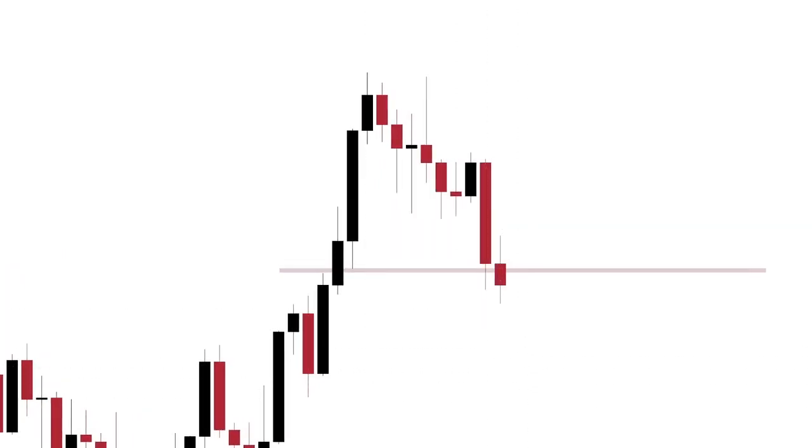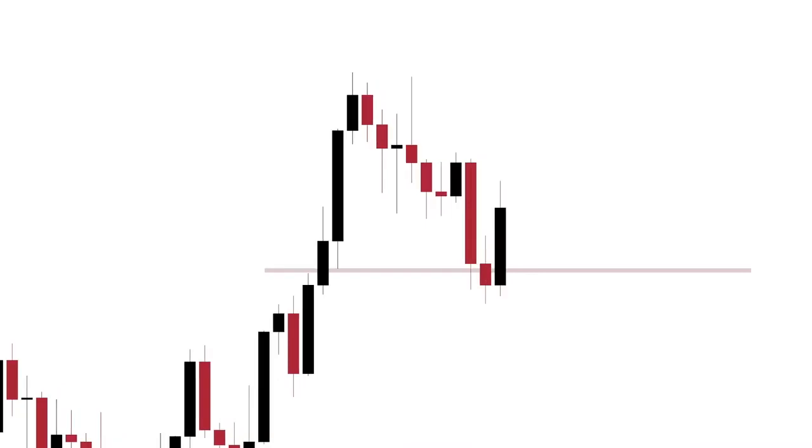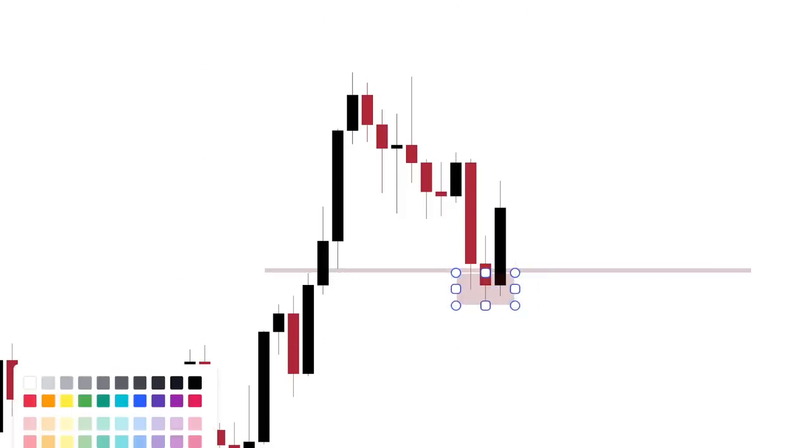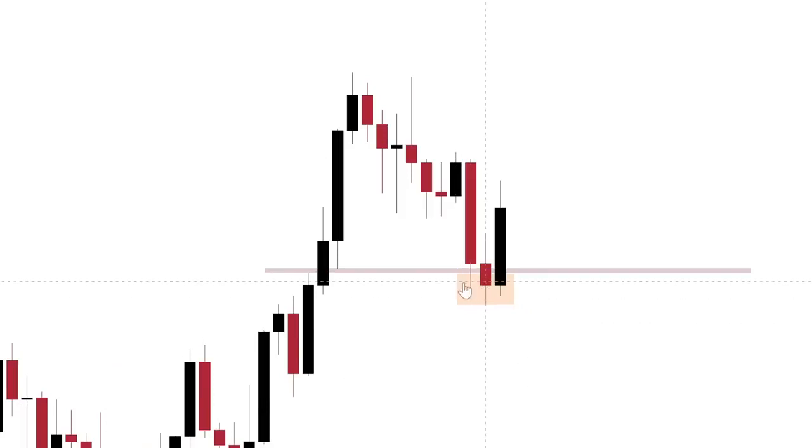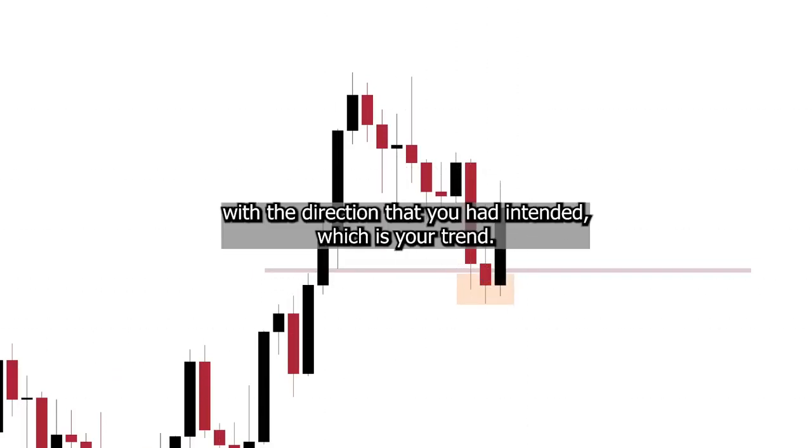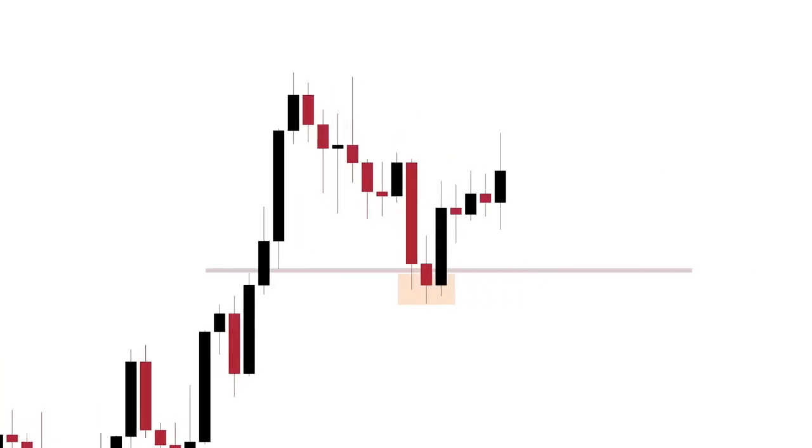Price will take them out. But once price takes them out, price reverses. So essentially what happened is price stop hunts your fair value gap and tricks all the smart money traders, forms your purge, takes out all the smart money traders, and continues in the direction that you had intended, which is your trend.